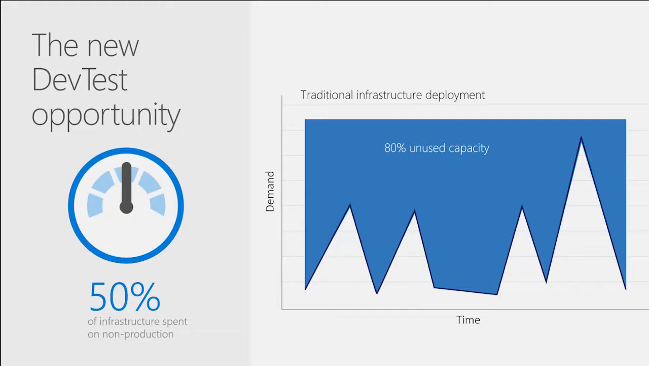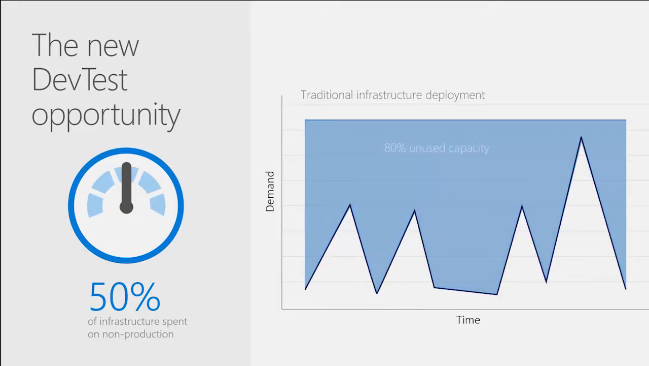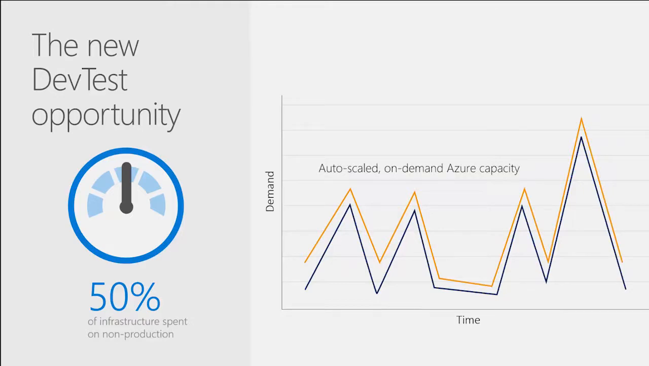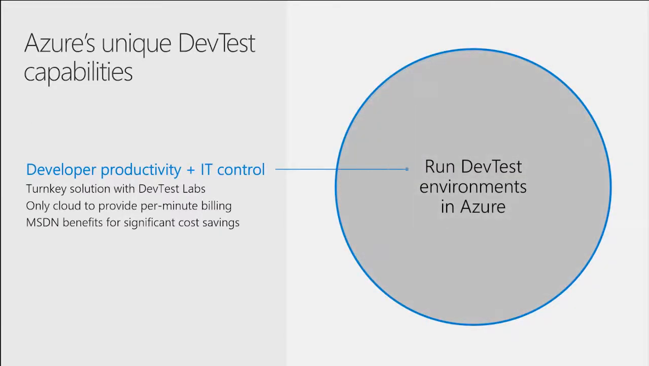However, when you use Azure, you can map your infrastructure spending closely to your needs, pay for the use only, and enjoy cost savings. With Azure being the only cloud that does per minute billing for VMs, you only pay for what's being used. More importantly, lightning fast provisioning and automation improves productivity, driving top-line business value.